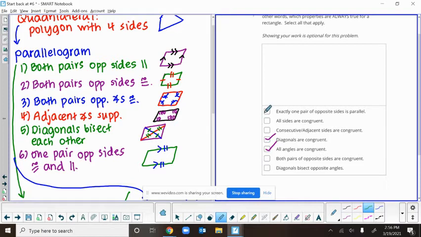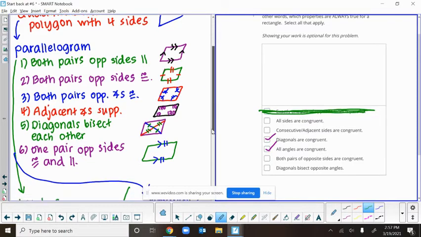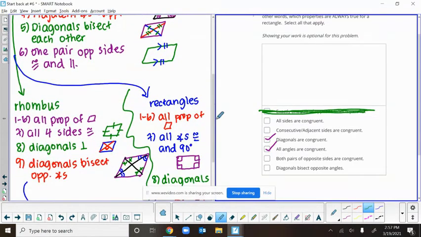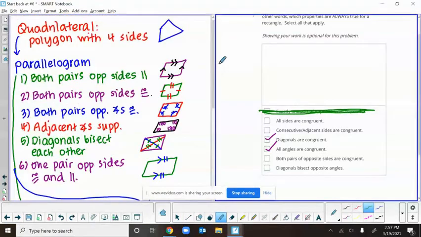First one says exactly one pair of opposite sides is parallel. It doesn't say both pairs of opposite sides are parallel. If it was exactly one pair, you would be looking at a trapezoid, so not that one. All sides congruent, not listed under parallelogram. If you look at your property sheet, it is listed under rhombus, which is not the same thing as a rectangle, so I'm going to cross that one out as well.